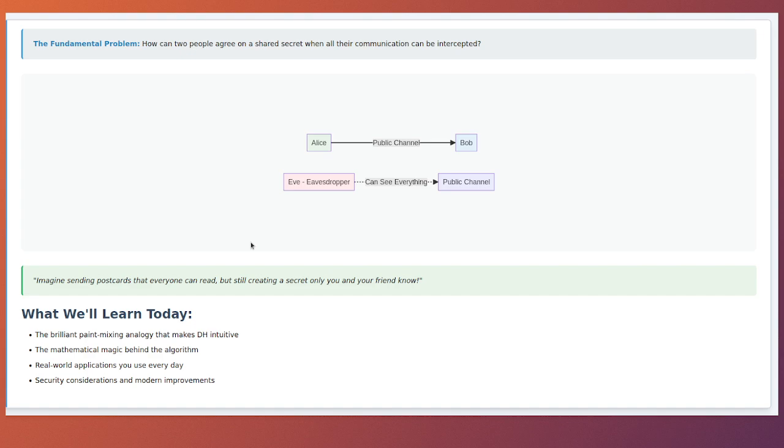This algorithm, invented in 1976 by Whitfield Diffie and Martin Hellman, revolutionized secure communication and is still the foundation of much of our internet security today. Every time you see that padlock icon in your browser, there's a good chance Diffie Hellman is working behind the scenes to keep your data safe.